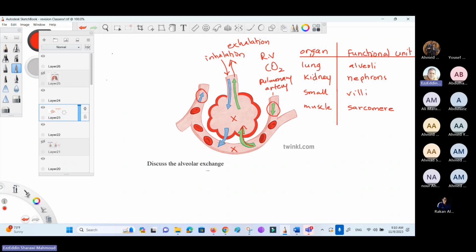inside alveoli into the blood in blood capillaries surrounding alveoli, and returning back to the heart through four pulmonary veins that carry blood to the left atrium. This is the process of alveolar or air alveoli exchange. Okay.